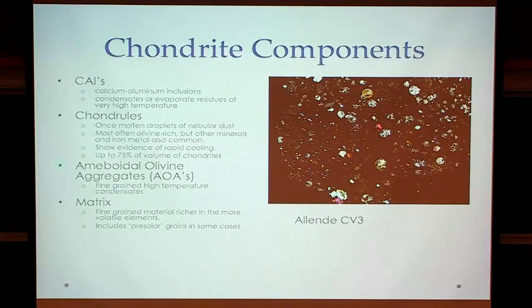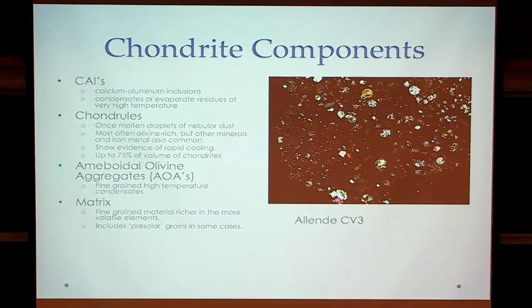Second component, chondrules. Here's an example of a chondrule. This is probably a CAI, but here's a chondrule. You can see it's spherical. These are once molten droplets that formed within the nebula. Most often they're olivine rich, but other minerals and iron metal are common. They show evidence of rapid cooling and can account for up to 75% of the volume of chondrites. So a lot of nebular material was reprocessed as chondrules, hence the name chondrites.